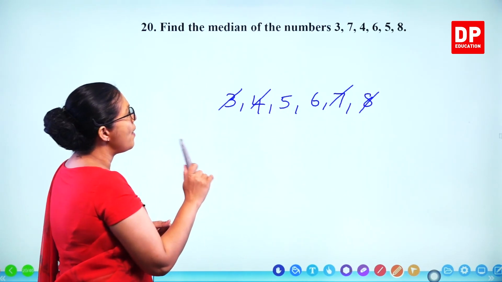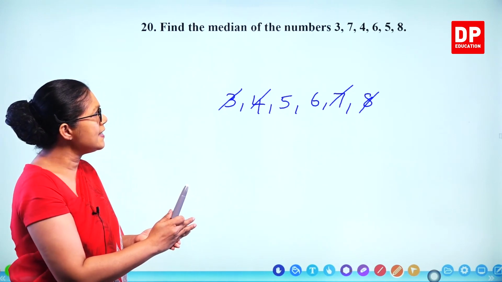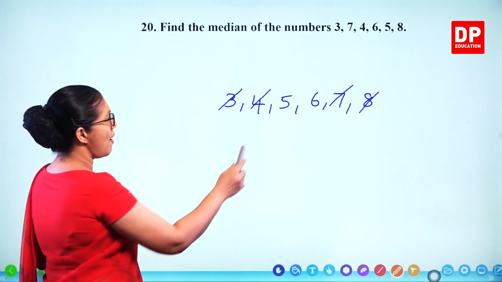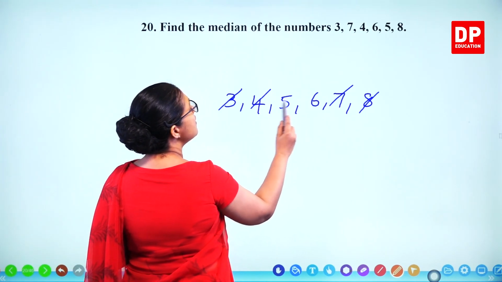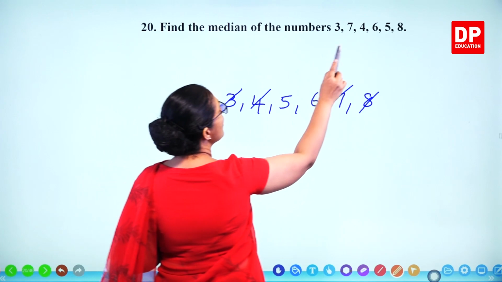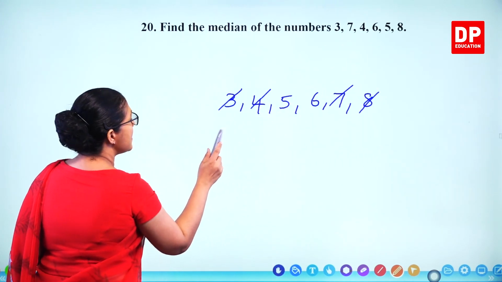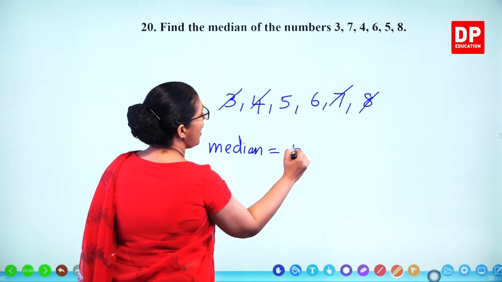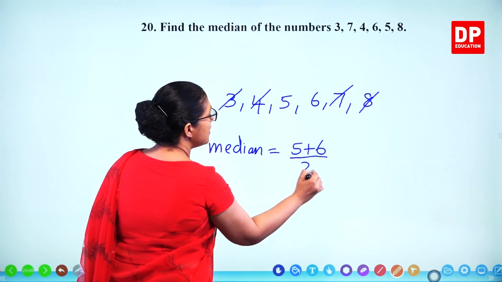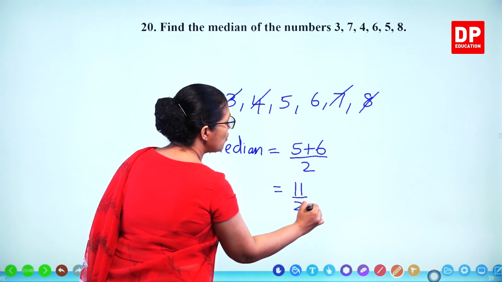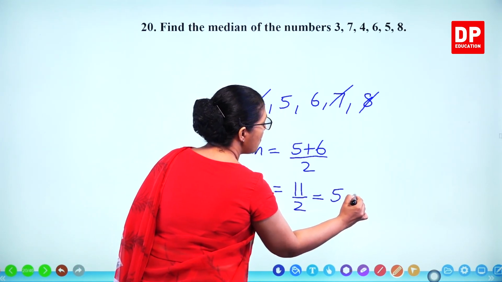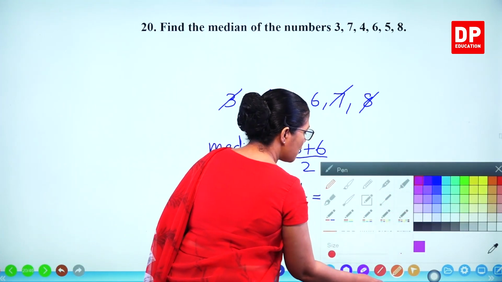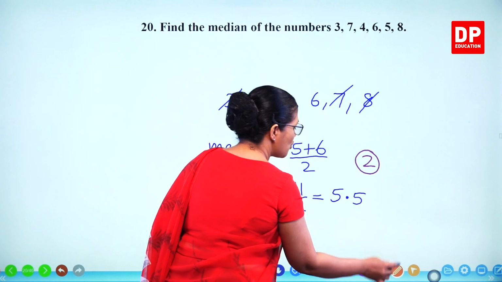Now we know when you have an even number of data points, there are two middle numbers. So how do you find the median? You have to add the middle 2 and divide by 2. 1, 2, 3, 4, 5, 6. So even number is there. So median becomes, add 5 and 6, divide by 2. 11 divided by 2, 5.5. So the median value is 5.5. So you get 2 marks.